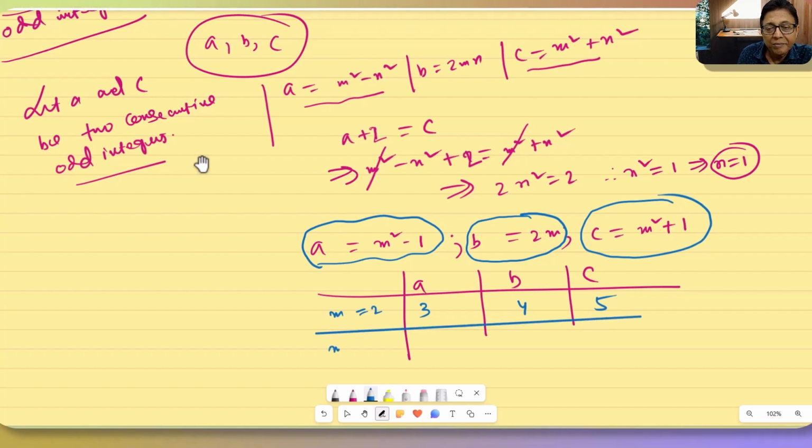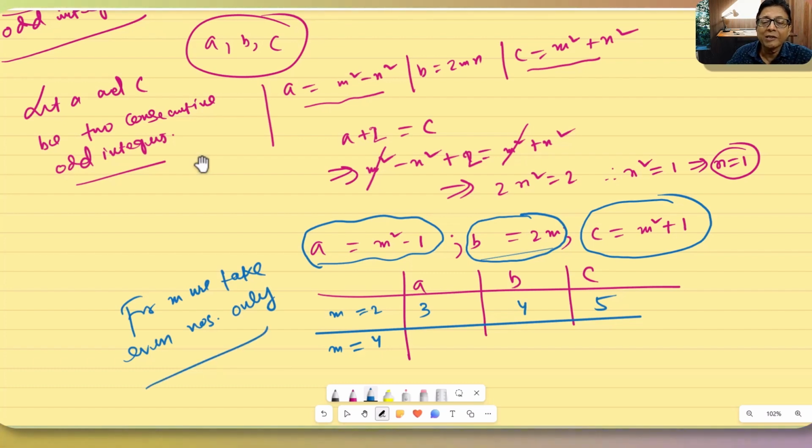Now we take m equal to, say, 4. Why not 3? Because 3 will make this one even. But it is well established that B will be even, so A has to be odd. That's why we are taking even numbers here. For m, we take even numbers only. Otherwise, they both will become even. That is not possible. They are of different parity, so we must choose it here.